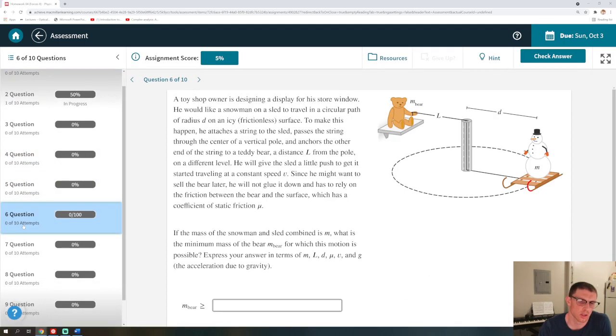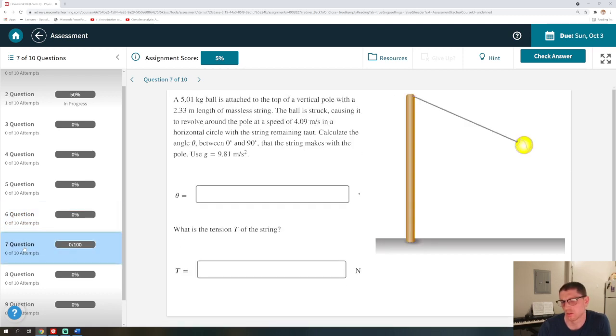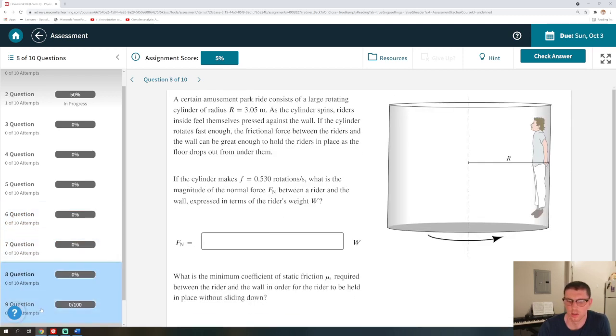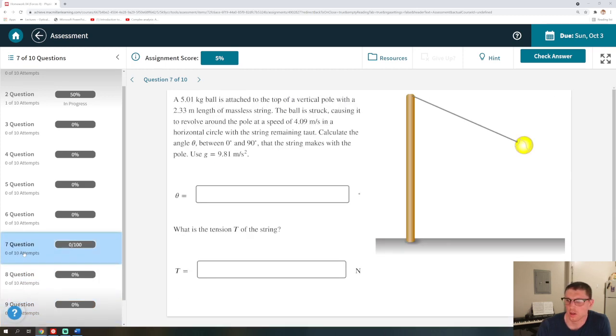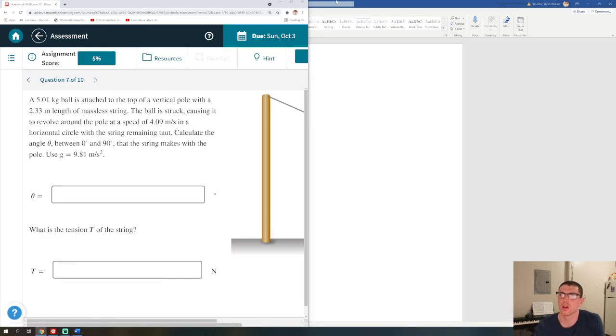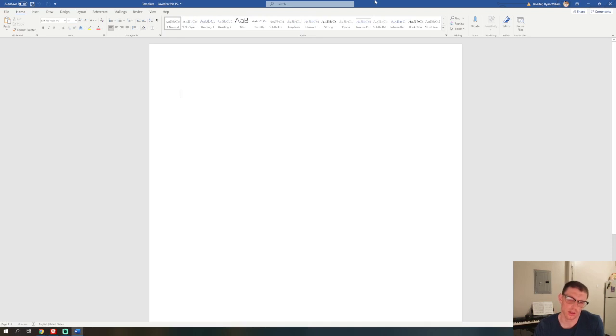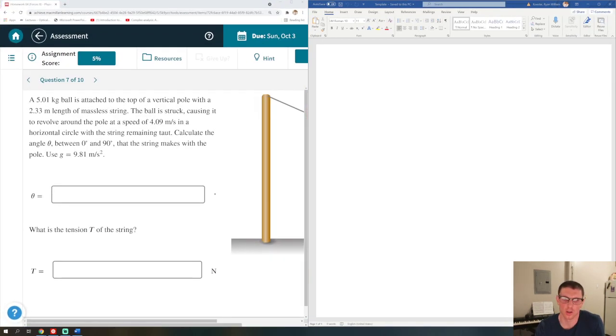So 6. Yeah, this one. This one, and this one. All right, let's start with number 7 here because I did actually just do this in recitation not too long ago. So we'll look at this one.